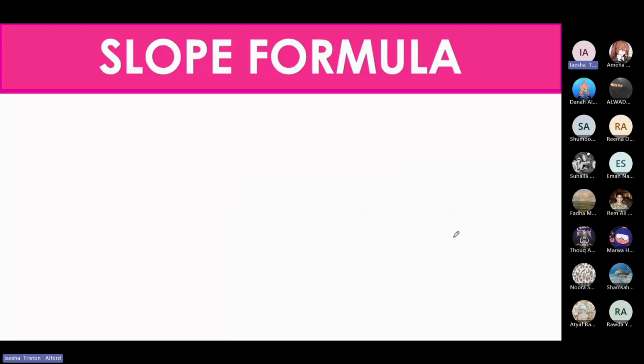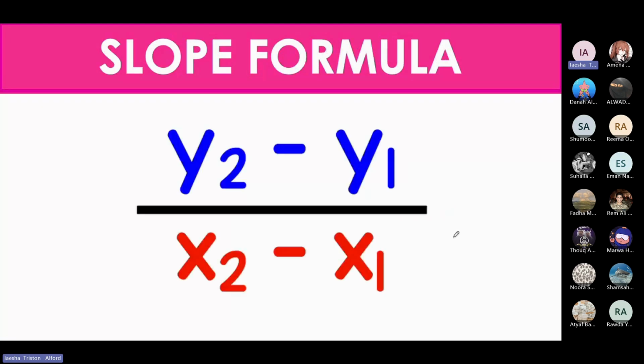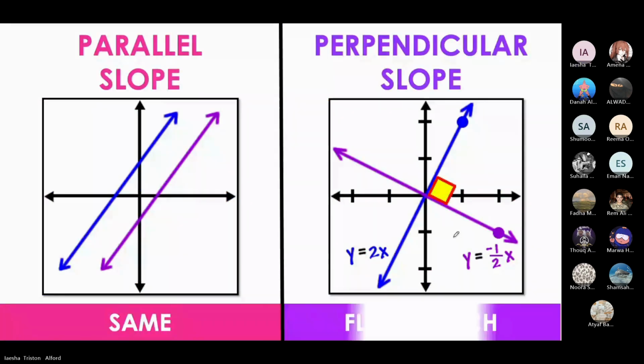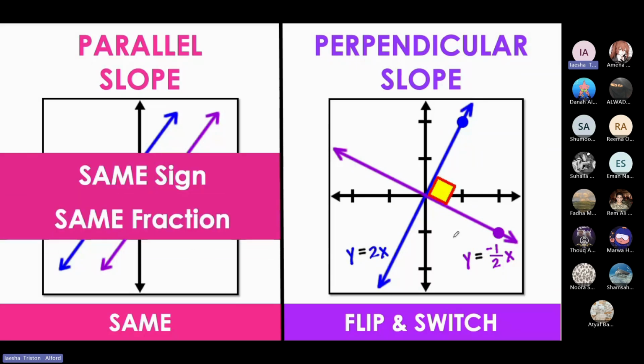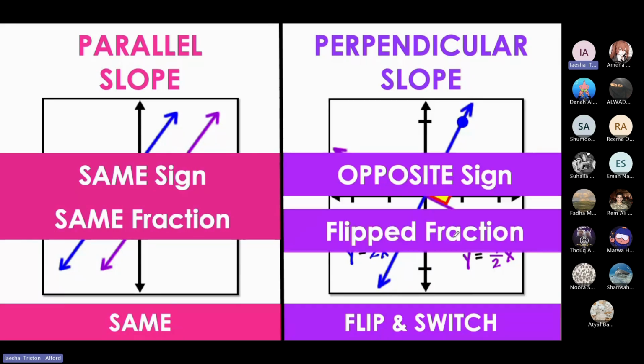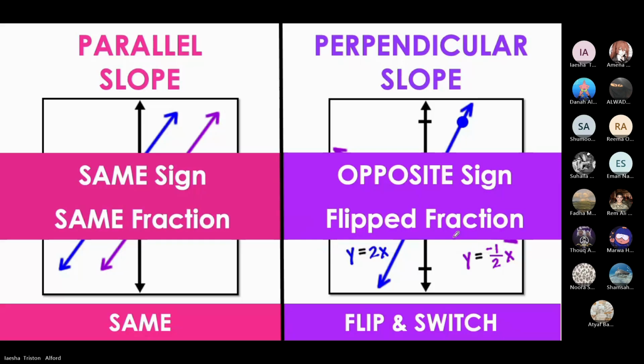So you should know how to do the slope formula. So you have y2 subtract y1 over x2 subtract x1. And it's about parallel and perpendicular slope again. So remember, parallel slope is the same slope. Perpendicular slope, flip and switch. Parallel should have the same sign and the same fraction. Perpendicular should have opposite sign and the flipped fraction. If it doesn't match this, you're going to put neither.